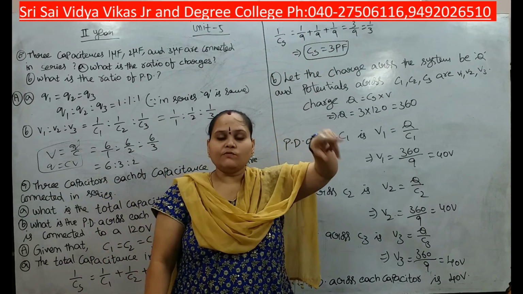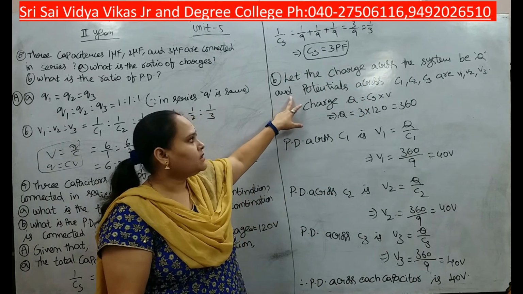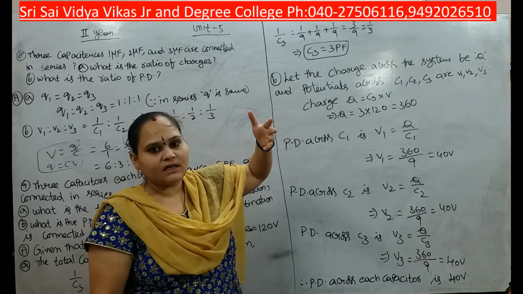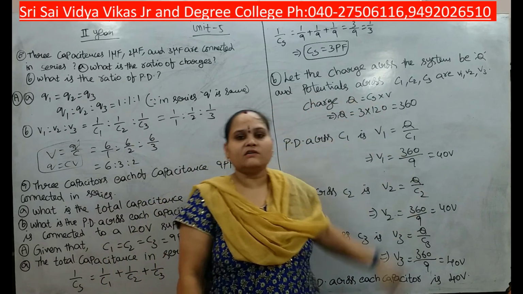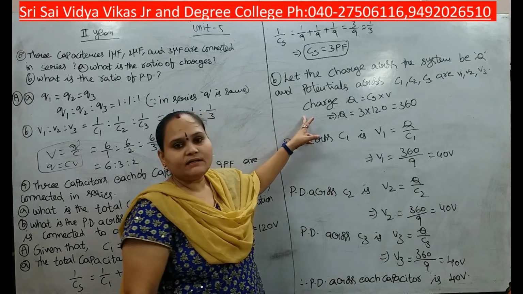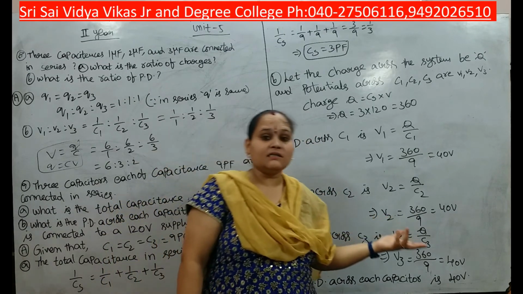1 by Cs equal to 1 by 3, then Cs equal to 3 picofarad. Next, let the total charge across the system be Q. Why? Because Q is same in series combination and potentials across C1, C2, C3 is V1, V2, V3 respectively. Then charge Q is same in series.